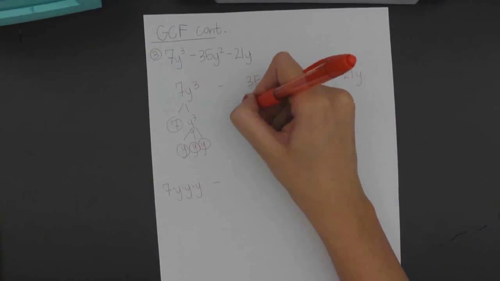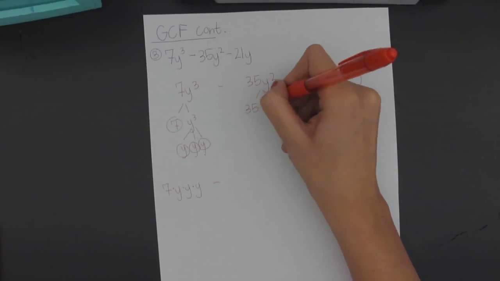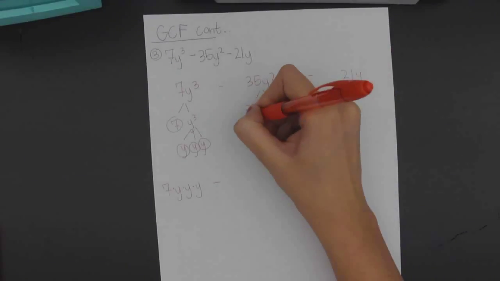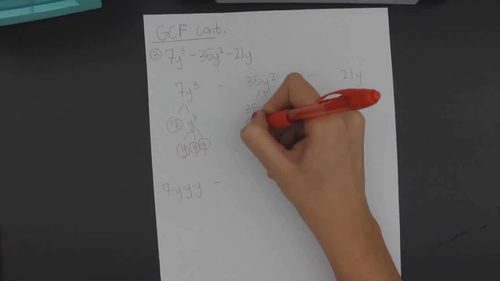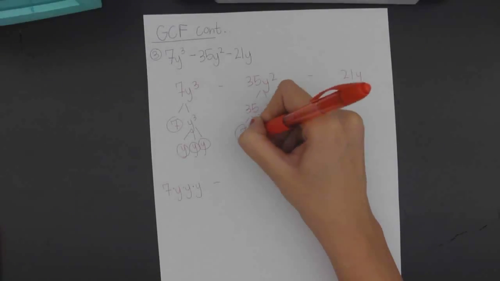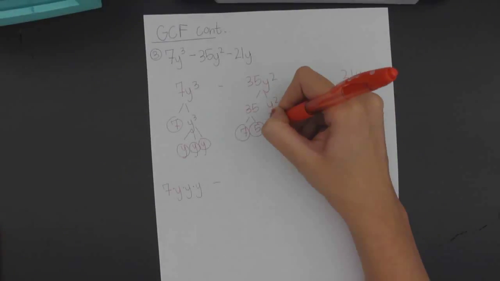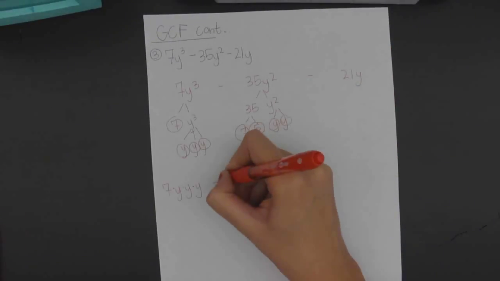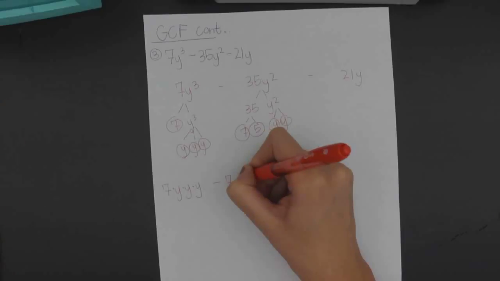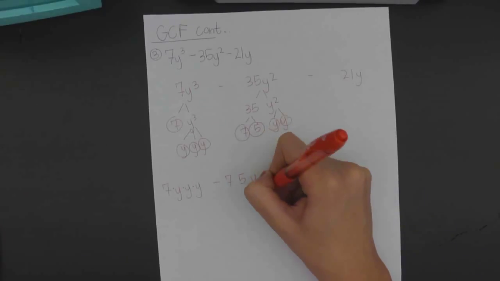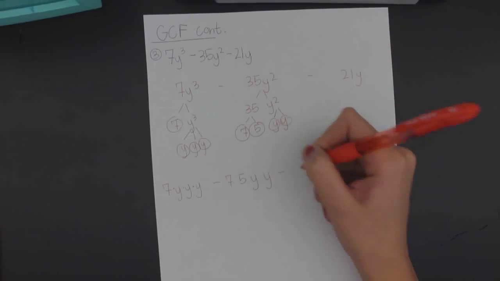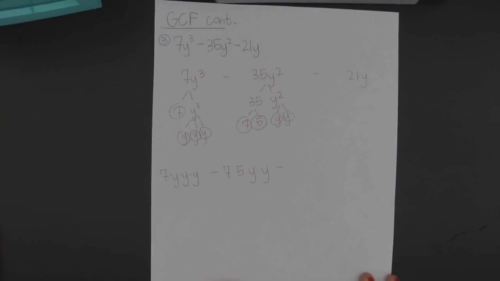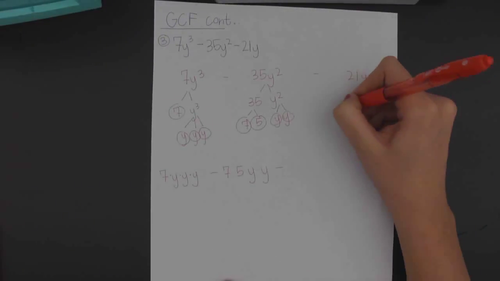I'm going to break it down to 35 and y squared. 35 can be broken down to 7 times 5. Those are both prime, so I'm going to circle those. And y squared is just y times y. So now I have 7 times 5 times y times y. Bring down my subtraction sign. And now I have 21y.